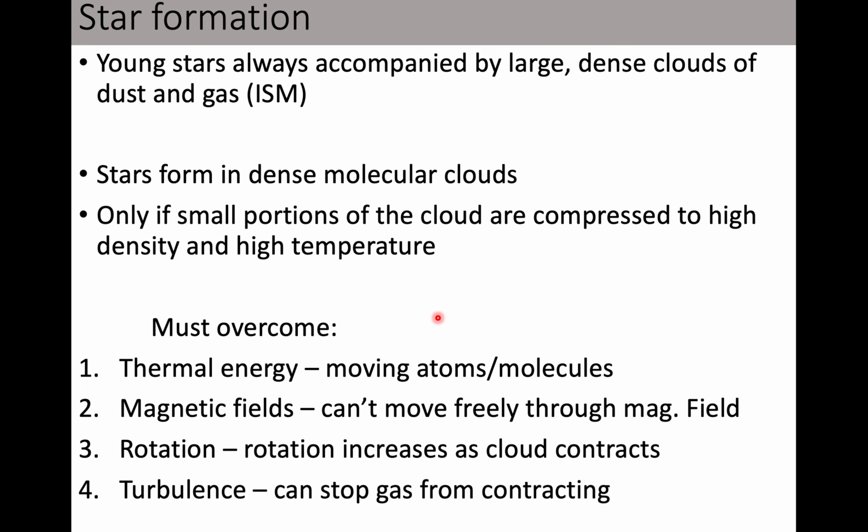So in order for star formation within the ISM cloud to begin, it has to overcome thermal energy, meaning moving molecules and moving atoms. It has to overcome magnetic fields. So the ISM can't move freely through magnetic fields. Also rotation. As a cloud starts to contract or maybe begin to compress, rotation is going to increase. So it has to overcome the fact that rotation might be increasing, as well as turbulence. Turbulence being sort of wind in the ISM cloud, which can stop the gas from contracting.